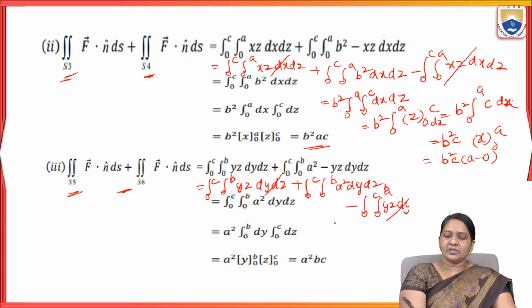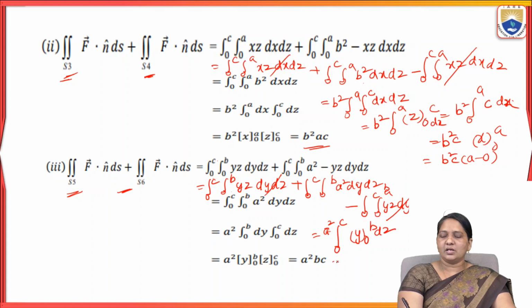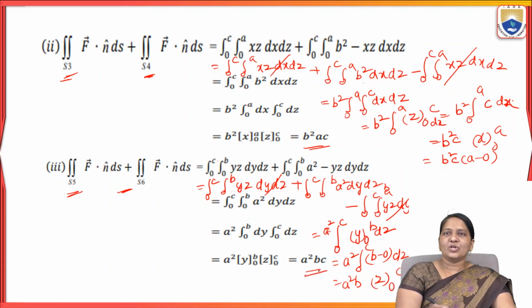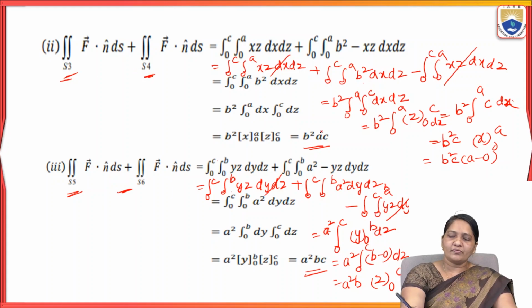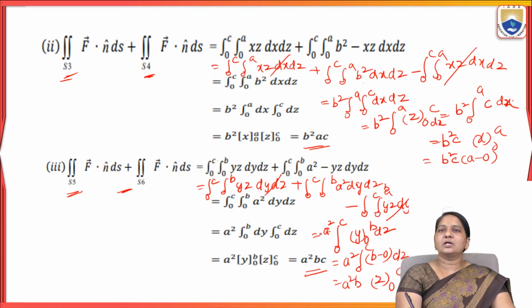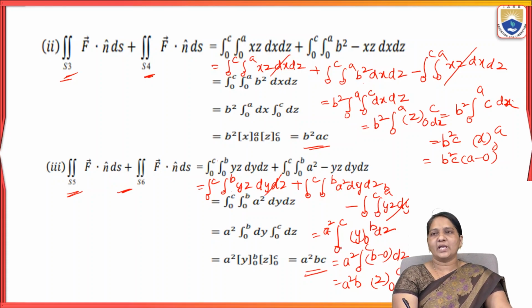So now we are simplifying this one. Integral 0 to c, a square is the constant, taking out; integral dy is y, limits are 0 to b, into dz. Now a square, so b minus 0, integral 0 to c, b minus 0 into dz. Now b also constant, taking out; integral dz is z, limits are 0 to c. Finally, we got here a square bc. So the third surface and fourth surface value is b square ac. Here the fifth surface and sixth surface value is a square bc.